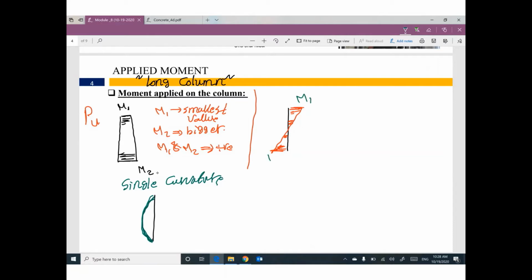Guys, M1 is the smallest value, because one of you will say, hey, which one is M1, the lower one or the upper one? I don't care, this one or this one. My concern is M1 is the smallest value and M2 is the bigger one or the biggest one.